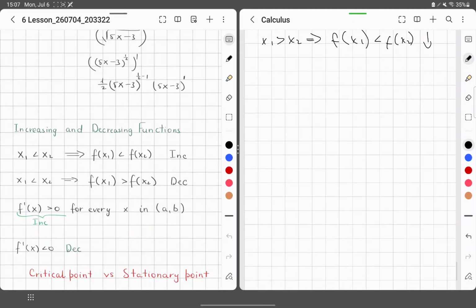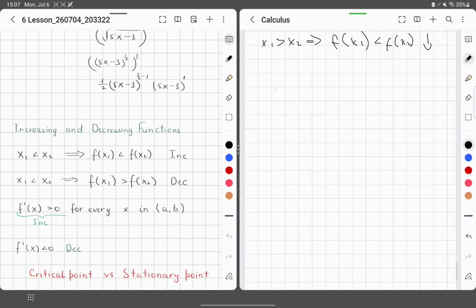But what about derivatives? For the derivative, it's pretty simple: if the derivative of f(x) is greater than 0 for every x in the interval AB, that will be an increasing function, and if the derivative of f(x) is less than 0 for every x in the interval AB, that will be a decreasing function.